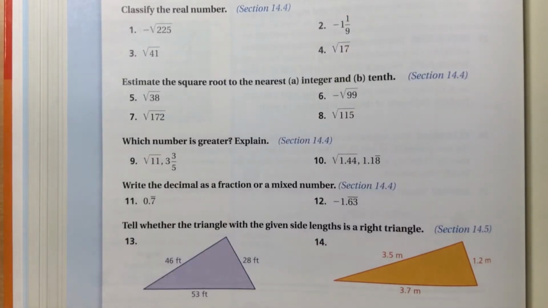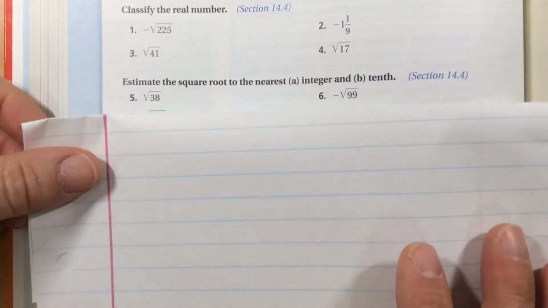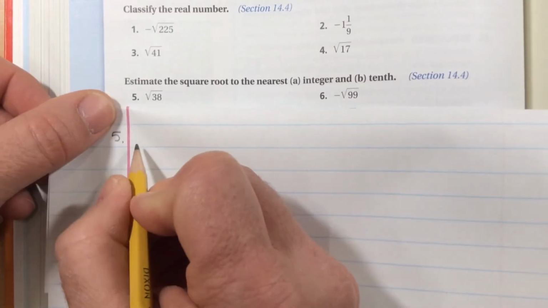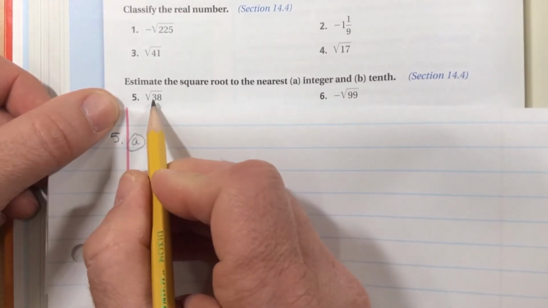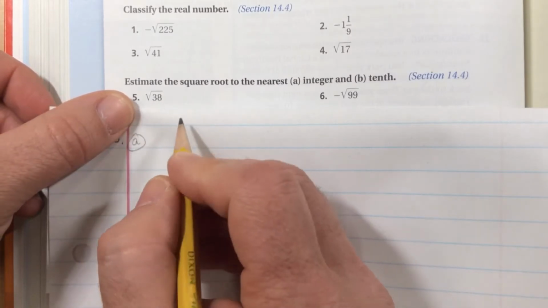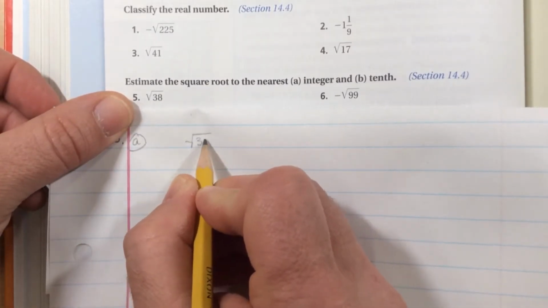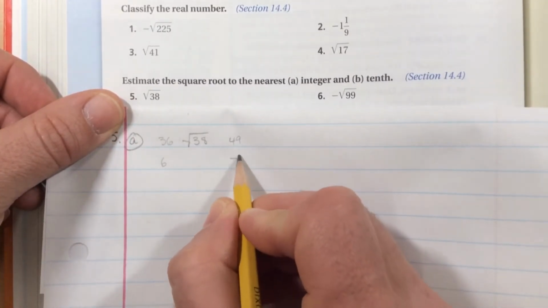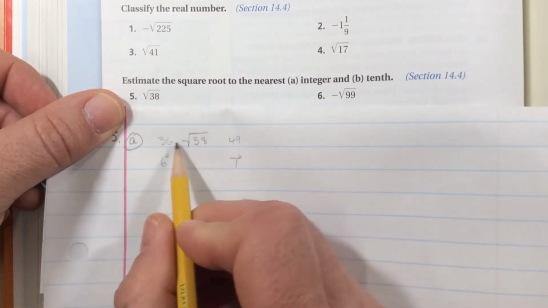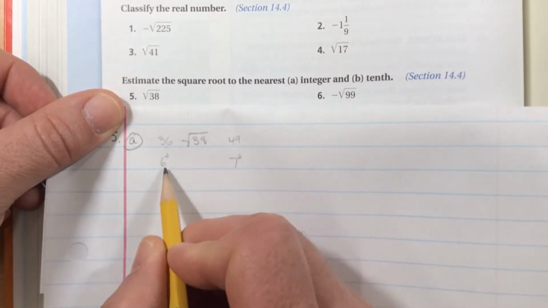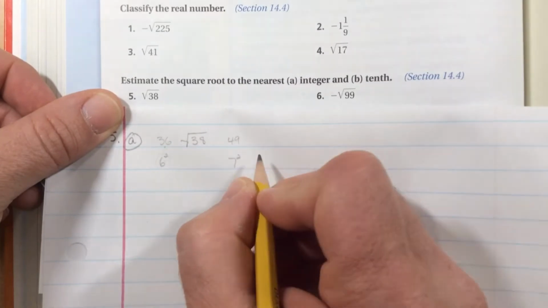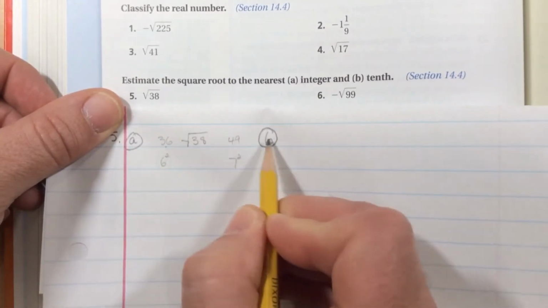Estimate the square roots. Now these are a little time consuming, and I don't want to make this video too long, so we're going to try to go quite quickly on these. Number 5, we do have to do the integer and to the 10th. So for the integer, we know that this is going to be between 6 and 7 because the square root of 38 is between 36, which is 6 squared, and 49, which is 7 squared. So we know it's in between those two, and it is closer to 36 than it is to 49. So the square root of 38 to the nearest integer is 6. So 6 for part A.